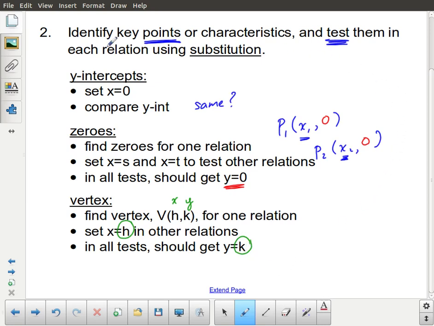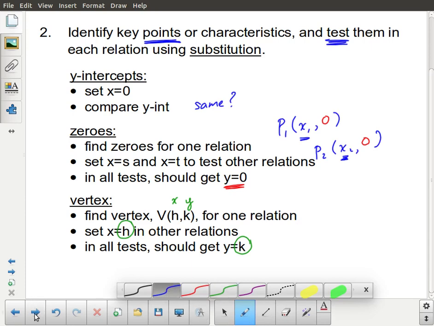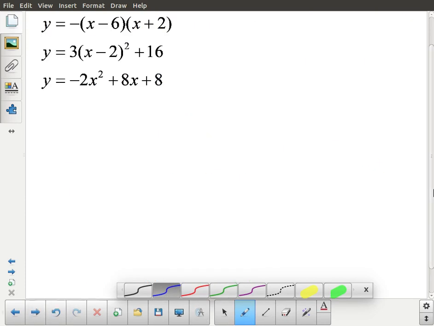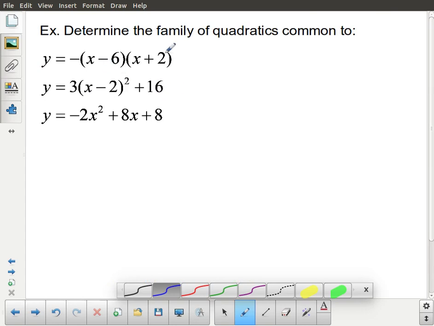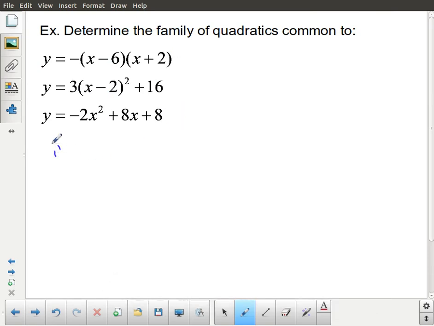Now that's a lot to just try to take in terms of text. So let's go ahead and take a look at what this will look like in practice. So here are those same three relations, one in factored form, one in vertex form, and one in standard form. Now I think the easiest place to start is actually to test for the y-intercept, because if you happen to have something in standard form, it's right there, it's easy to read. So in this case, I'm going to say the y-intercept is at (0, 8), because that is the y-intercept for relation number 3.